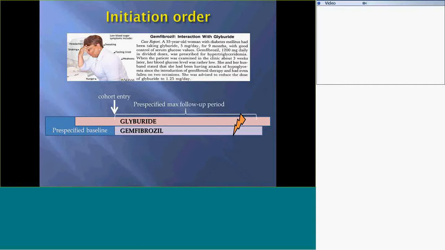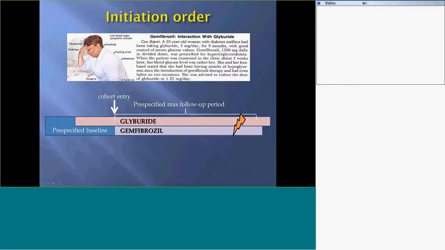There's also the concept of the initiation order of the drugs in the drug-drug interaction pair, that is the object drug and the precipitant drug. So in our case that we went through earlier, this was a patient for 9 months that had been taking glyburide, and then gemfibrozil was added.